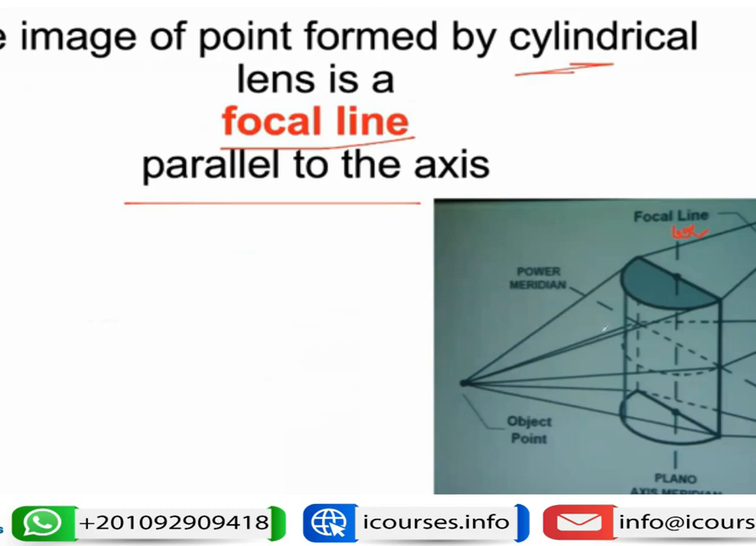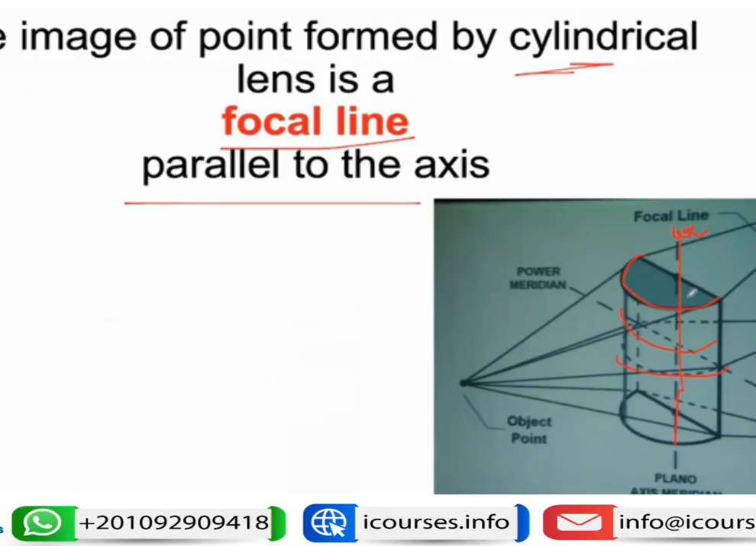However, the power is perpendicular to the axis of the cylinder. So here is the meridian of power. It is perpendicular to the axis of the cylinder, and this is the focal line, which is the focus of the cylindrical lens, which is parallel to the axis. So to summarize, the focus of the spherical lens is always a point, whereas the focus of the cylindrical lens is always a focal line. I hope that this concept is clear, because this will be the basis of all what we will see now in a few minutes.